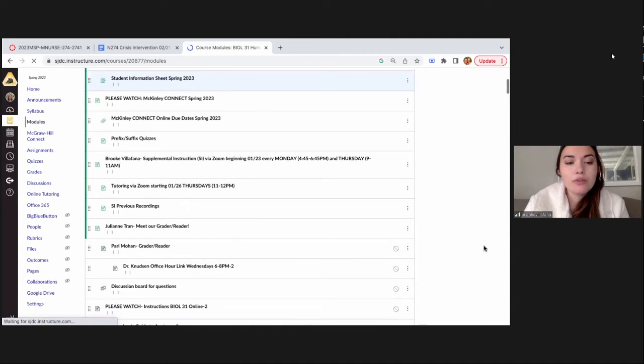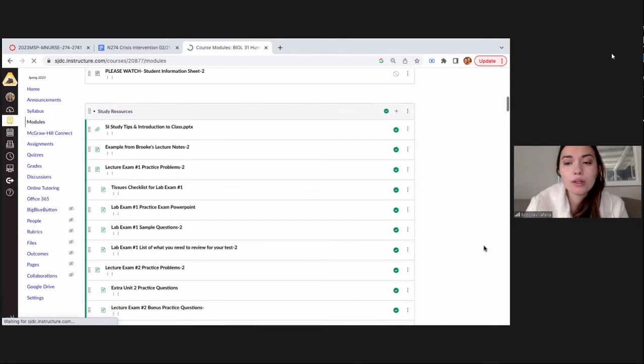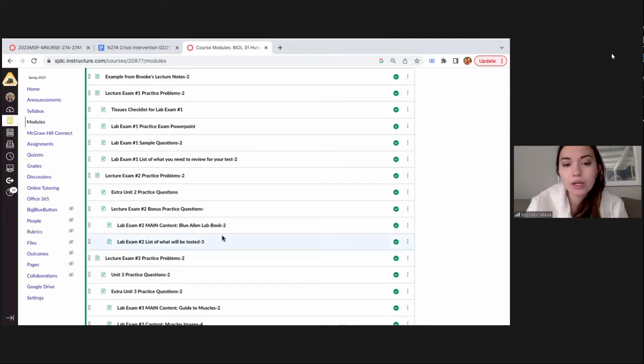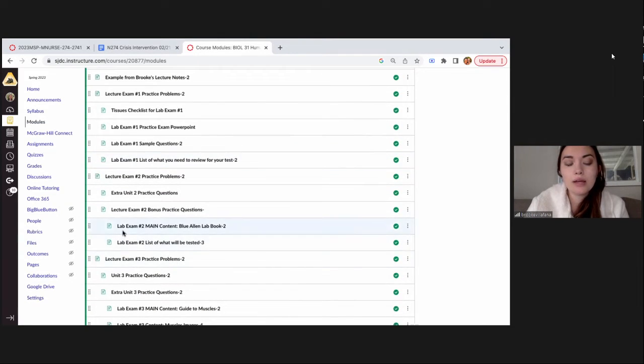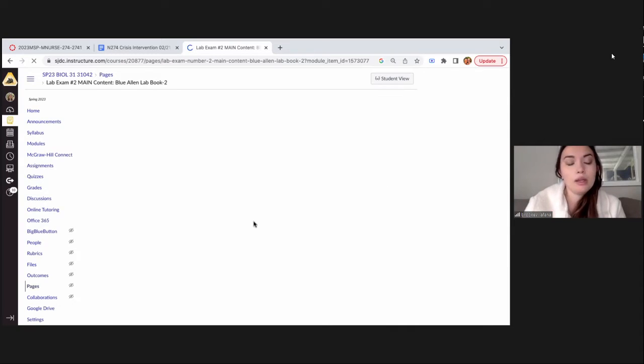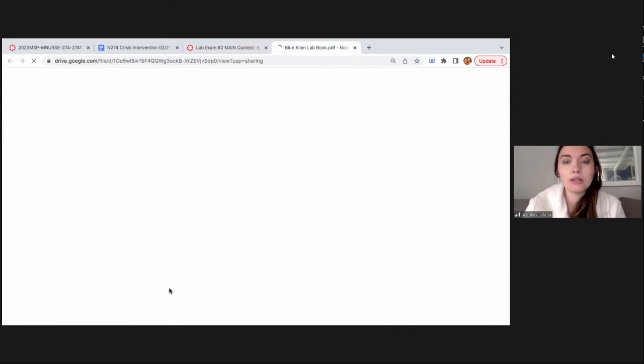There is a free resource. We give you guys the pages for the bones book free. So if you guys want those and you haven't purchased the book yet, you can use those right here. So it's in your study resources module, and it's titled Lab Exam Number 2, Main Content, Blue Allen Lab Book. And if you guys click on that, it gives you a scanned copy of the pages.